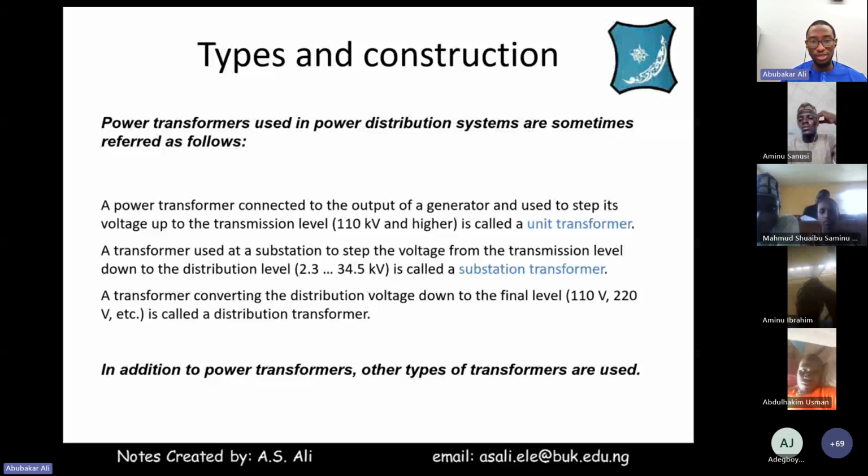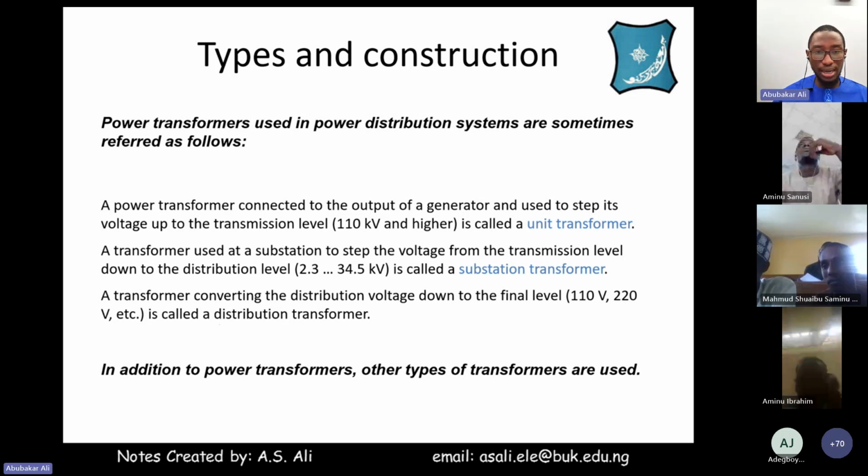Then when it comes to the substation, we have a small one in BUK, but I think for Kano Metropolis, it's now Agundi. So if you go there, you will see the substation transformers there. It steps it down from that 110 kilovolts or higher to something in the range of 2.3 up to even 34 kilovolts. They come in different sizes.